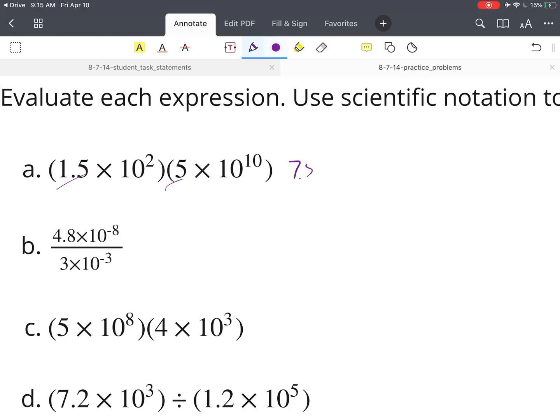1.5 times 5 is 7.5. And then 10 squared, 10 to the 10th.